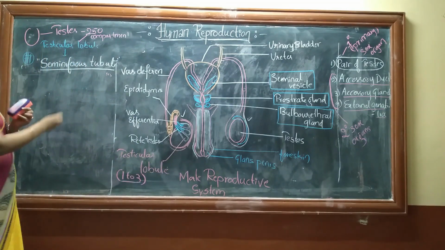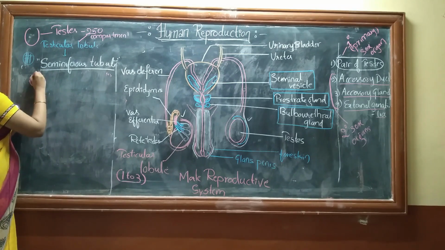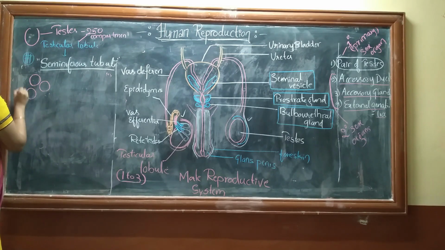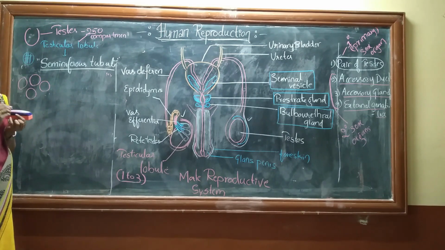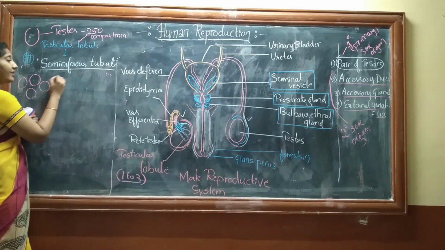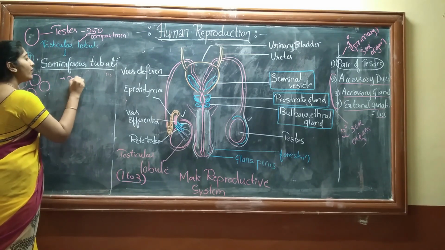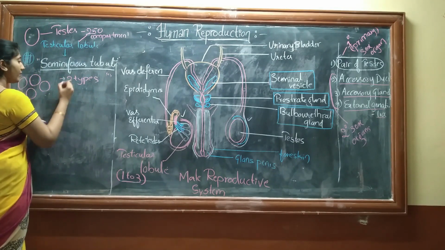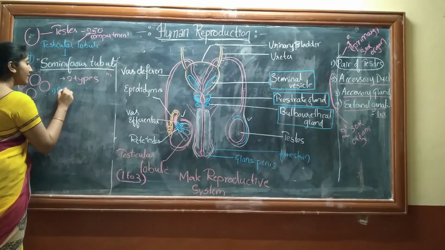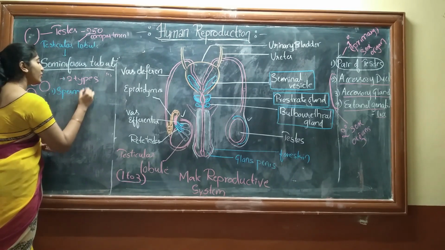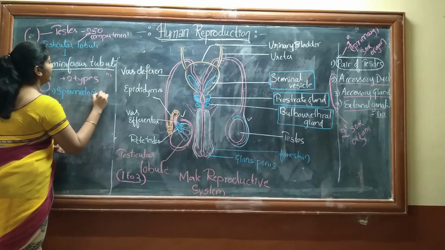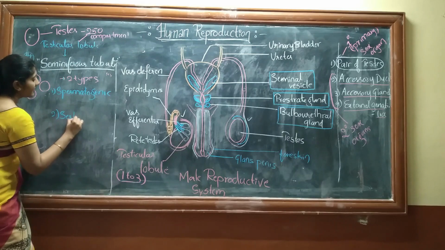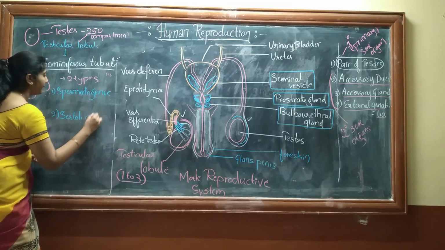This is so important. So when you take this, this is one seminiferous tubule. So there are seminiferous tubules. Inside the seminiferous tubule there are two types of cells. Okay, this is very important, remember. The one is the spermatogenic cell and the other one is the Sertoli cell.